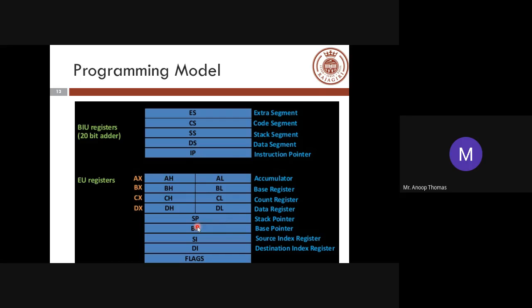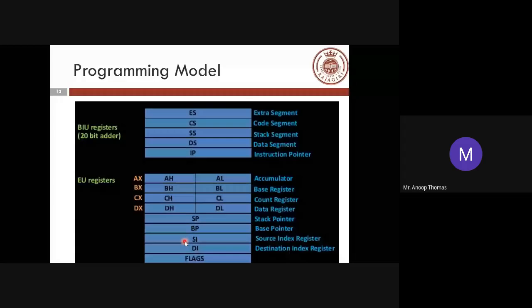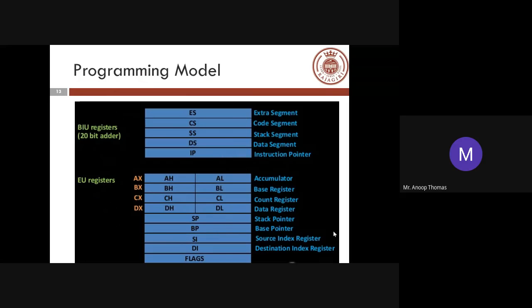Other than that, you have the stack pointer, base pointer, source index register, and destination index register, which are used to generate your corresponding exact addresses, as we have seen in the previous slide. So this is the programming model of your 8086. It's a very simple programming model which consists of different segments and different registers.